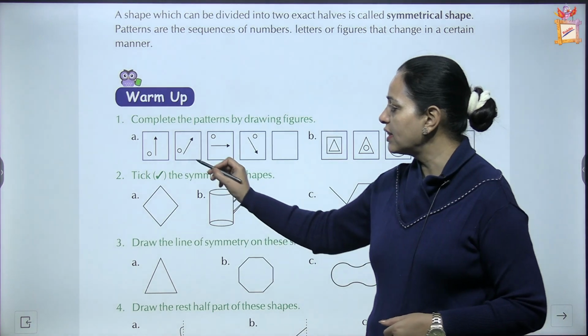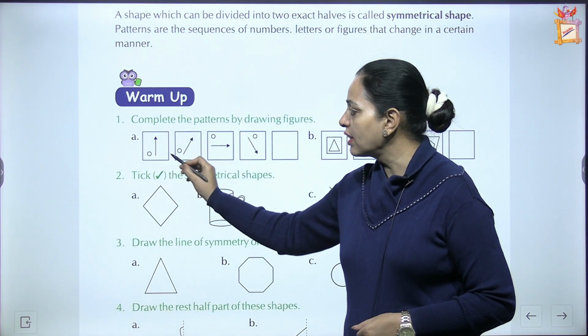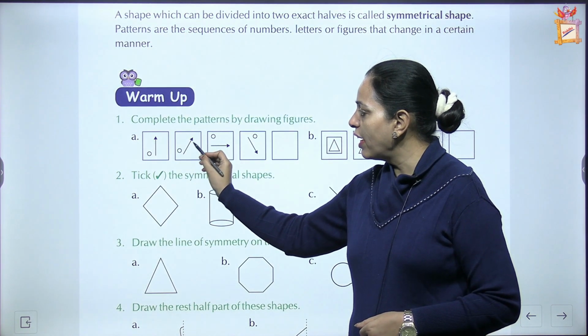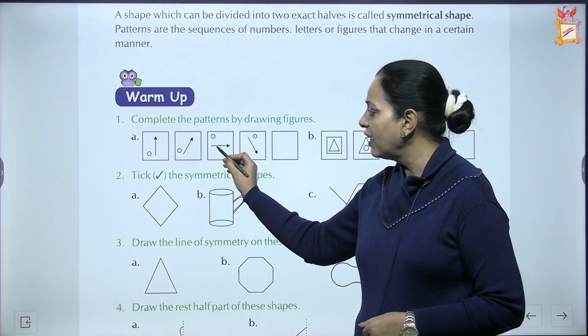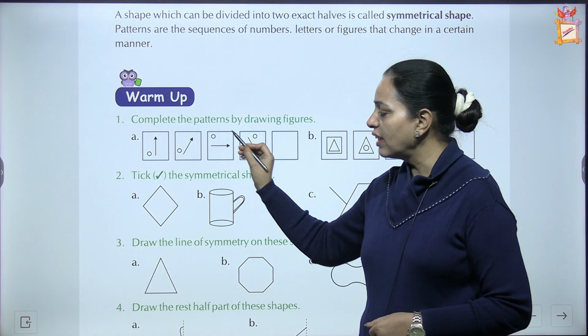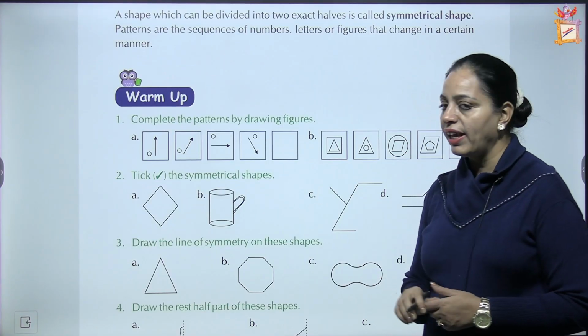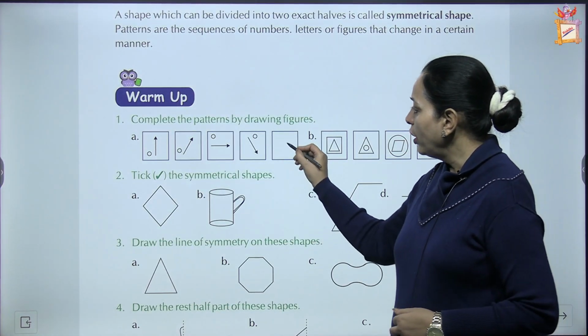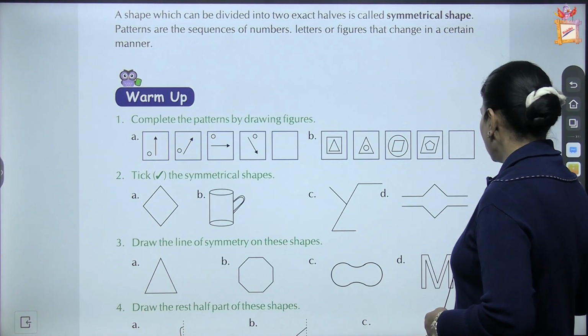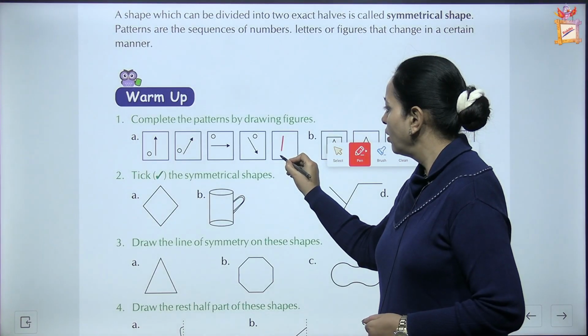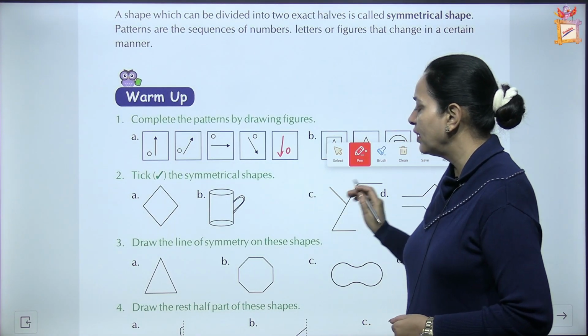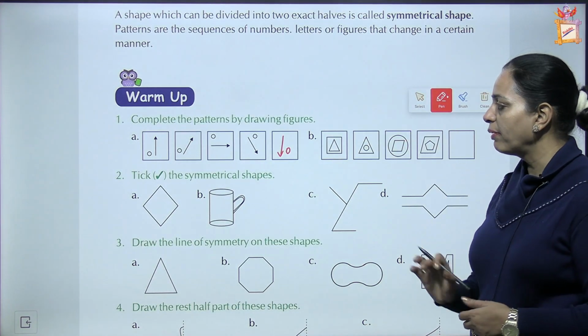Like here you can see this arrow, one circle. Now we are tilting this arrow and circle this side. Now arrow this side, circle is coming up. Now arrow this side, circle is coming like this. Now arrow, it would be downward and circle would be like this. Similarly, you can try B part.